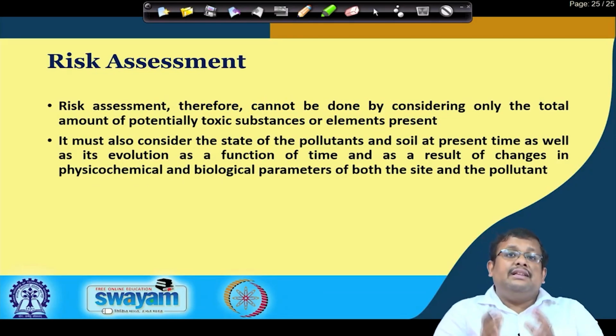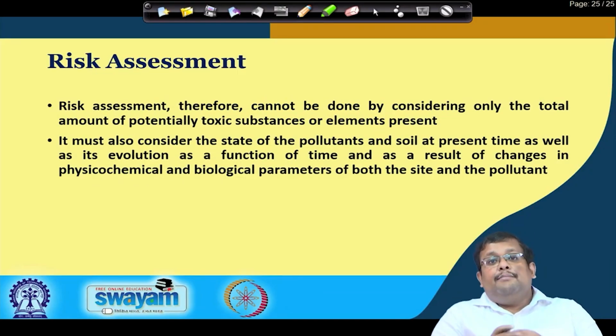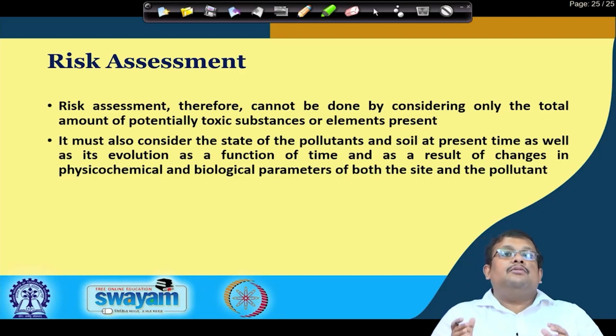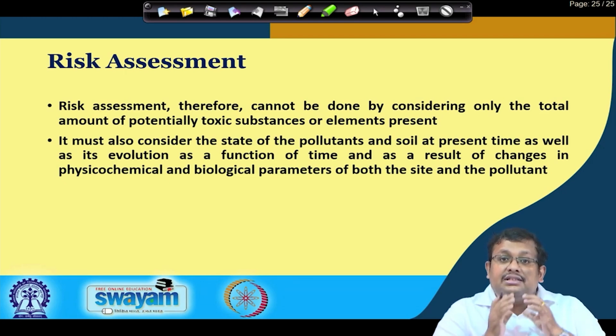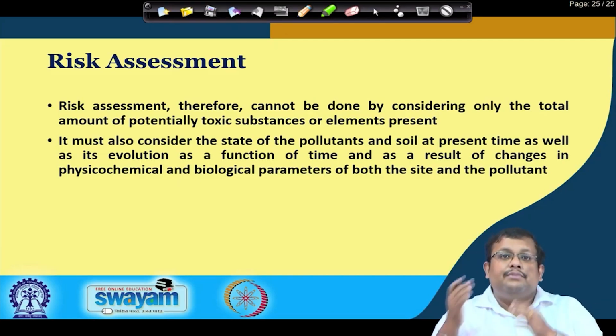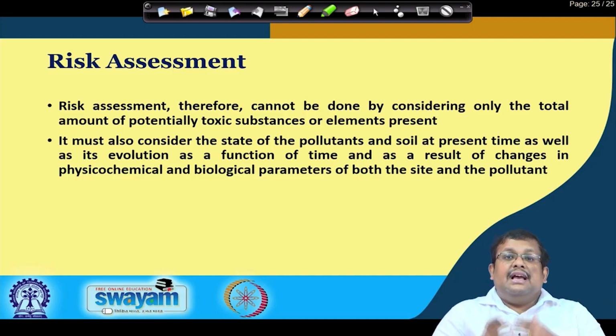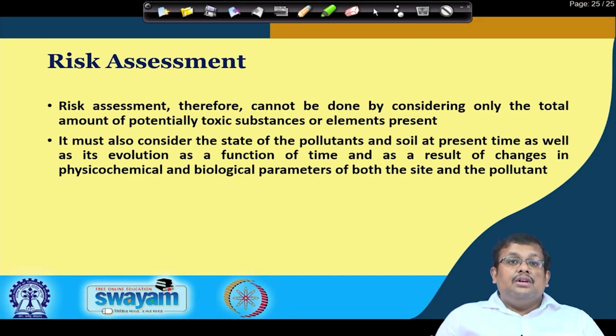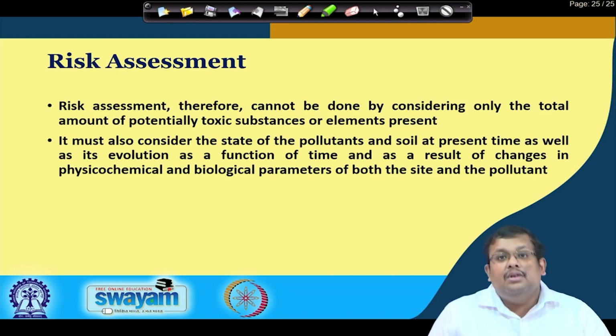So, risk assessment therefore cannot be done by considering only the total amount of potentially toxic substances or elements present. It must also consider the state of the pollutants and soil at present as well as its evolution. So, both diagnosis and prognosis are a function of time, as a result of changes in physiochemical and biological parameters of both the sites and the pollutants.